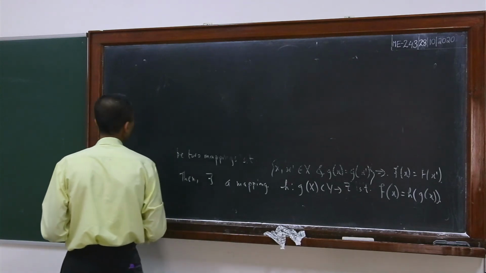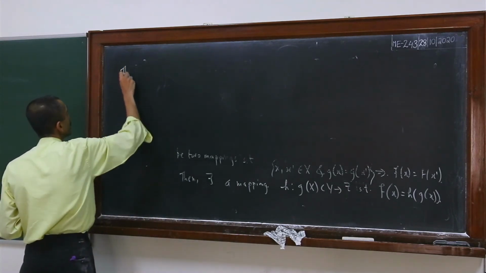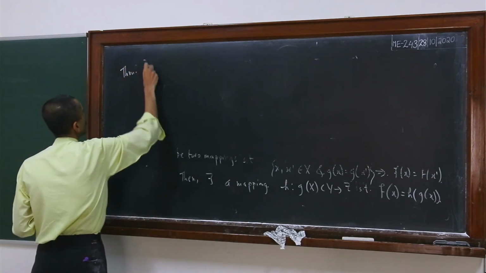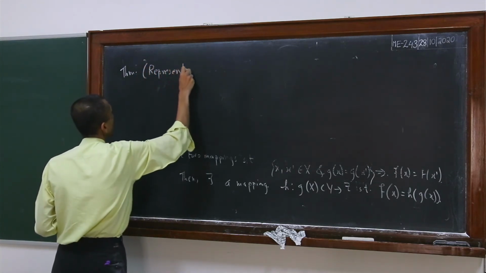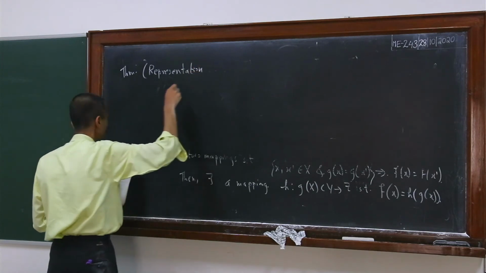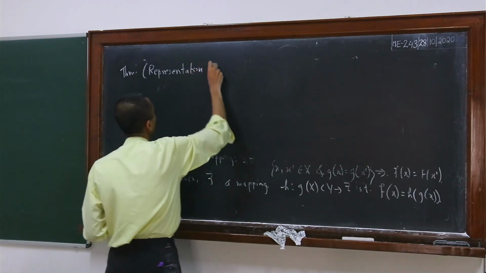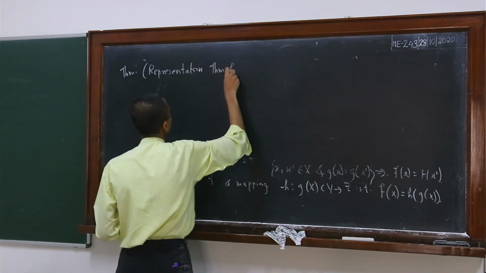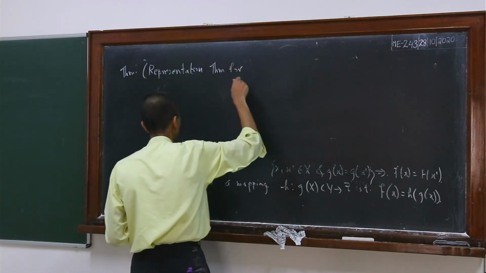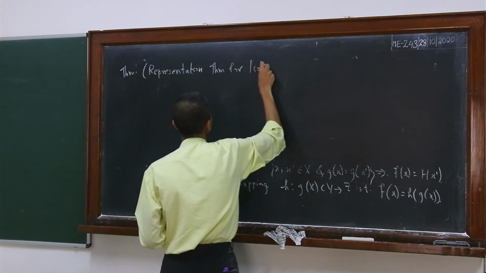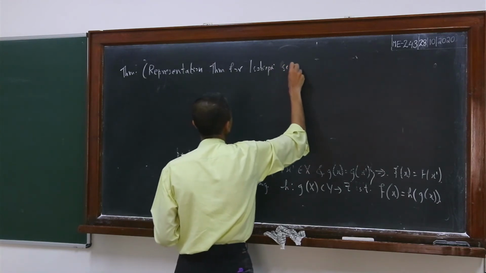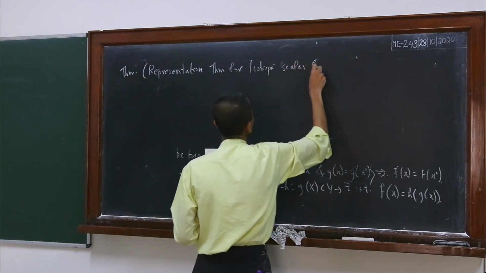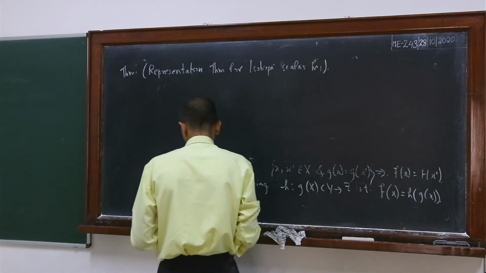So theorem, representation theorem for isotropic scalar functions. Okay. So let us try to show this.